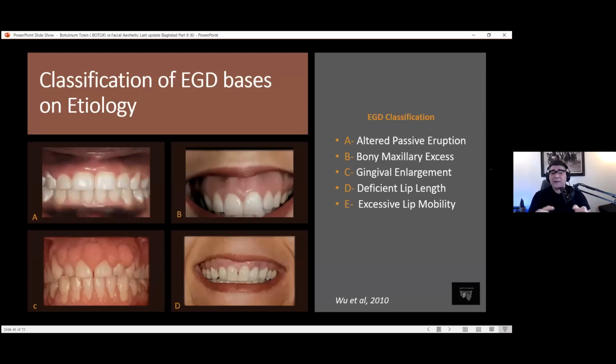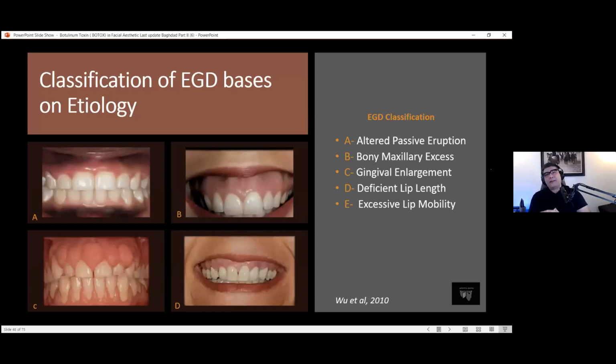Some patients have excessive lip mobility or muscular hyperactivity. Those patients are actually a golden patient for botulinum toxins, because you're going to play the game with hyperexcitability, and the botulinum toxin aims to rest, to paralyze, this kind of neuromuscular hyperexcitability. So that's why, first of all, I have to classify my patient and my patient's gummy smile.